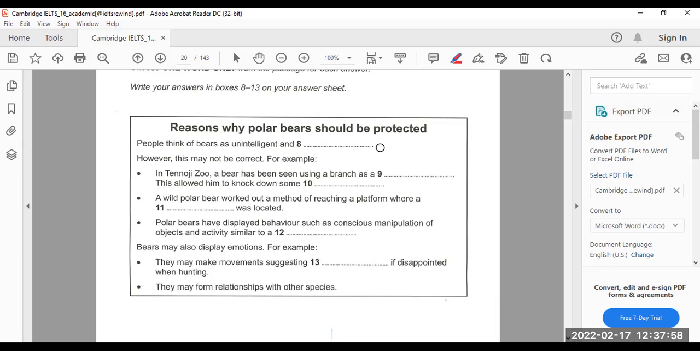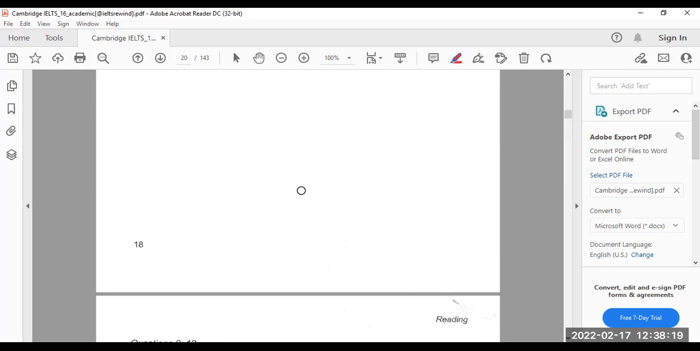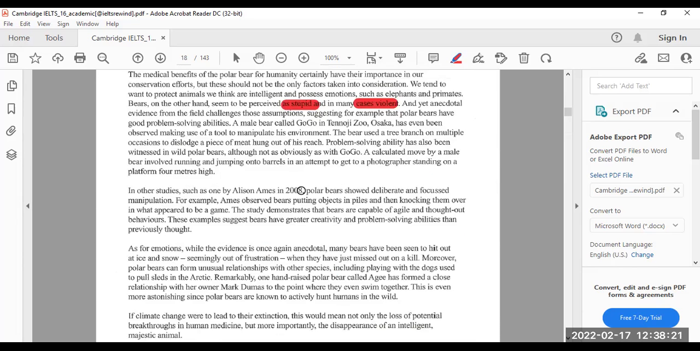However, this may not be correct. For example, in Tennoji Zoo, a bear has been seen using a branch as a dash. This allowed him to knock down some dash. So again, I go to the passage.